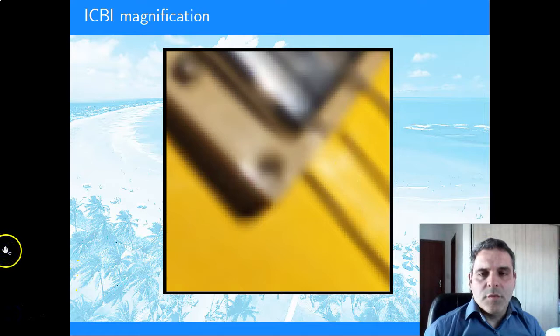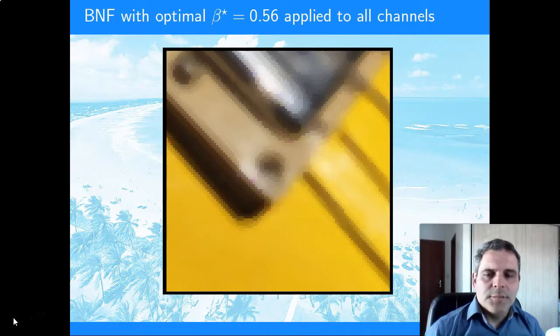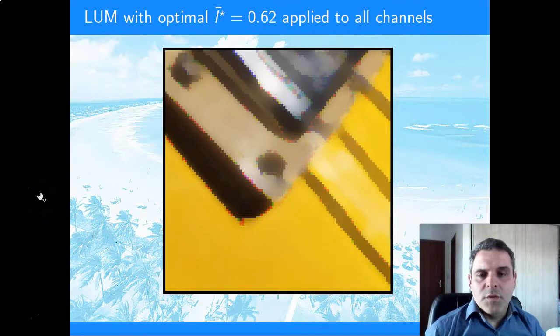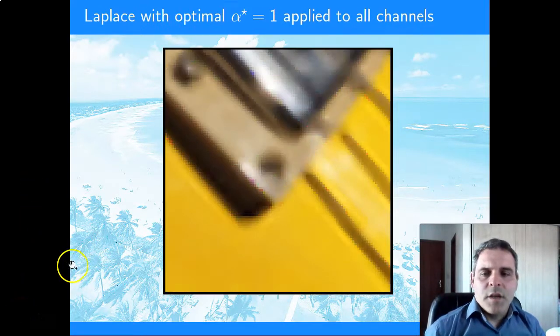Now the result from BNF, you can see that blur is very much reduced. It is a very sharp image, as you can see. Now the result from the LUM filter, also a very sharp image. And finally, the result from the Laplace filter.